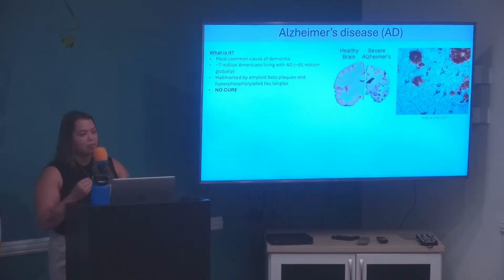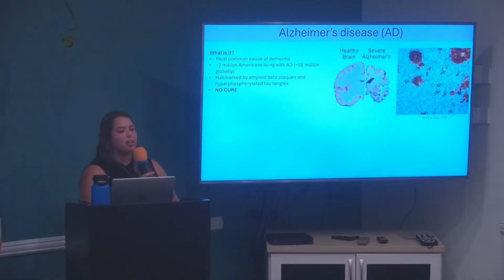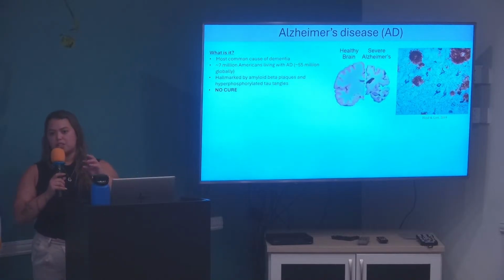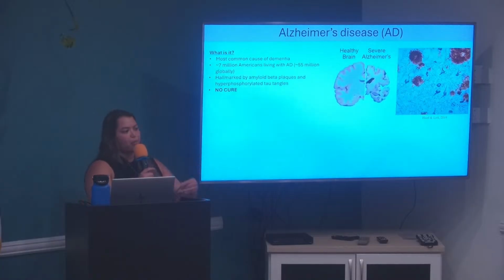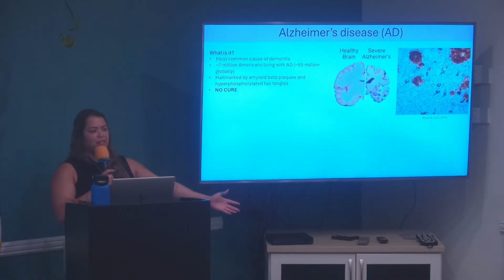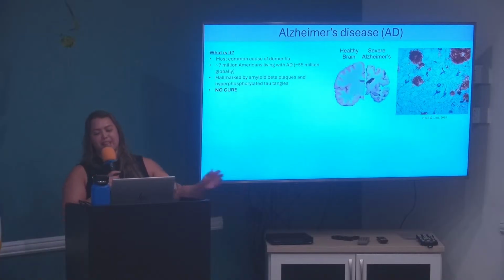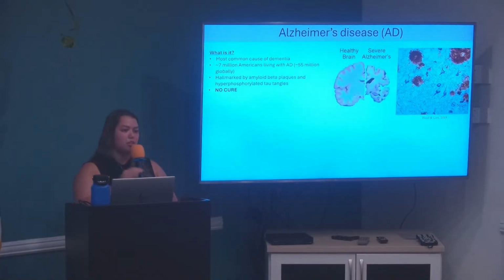Tau tangles are a protein. It's what happens when the skeleton of your brain cell starts to dissociate from itself and break apart. They aggregate, and then when they're released out into the open after killing that cell, they'll kill more cells. And that is what Alzheimer's disease is. There is no cure.